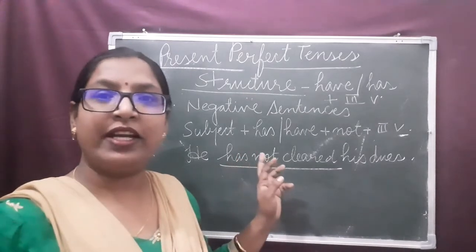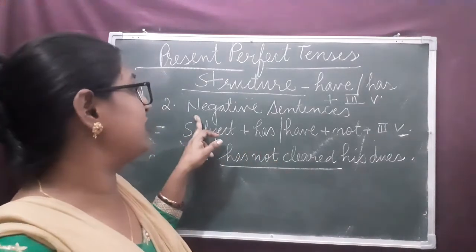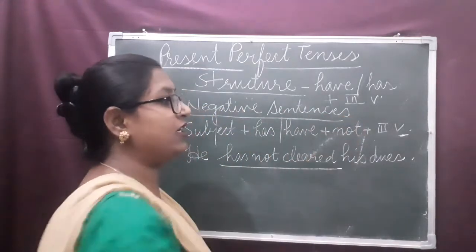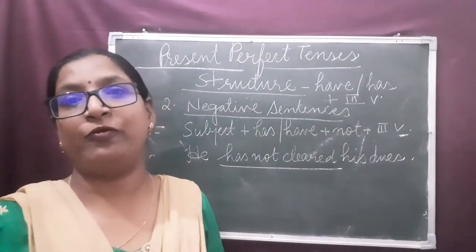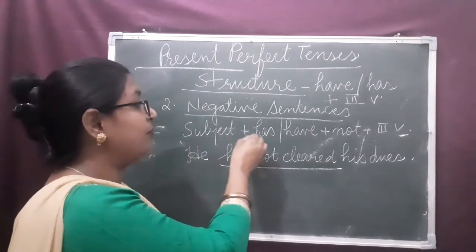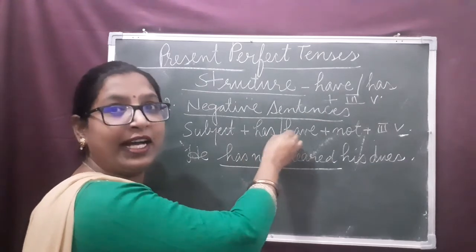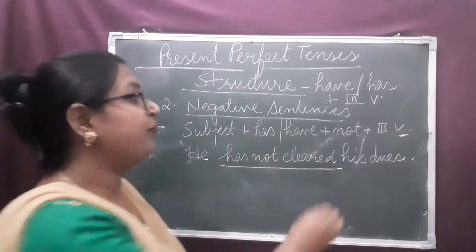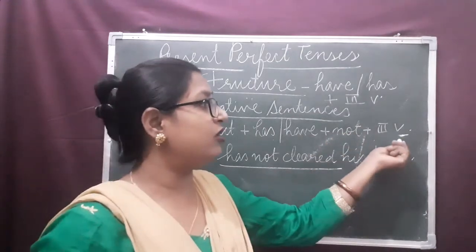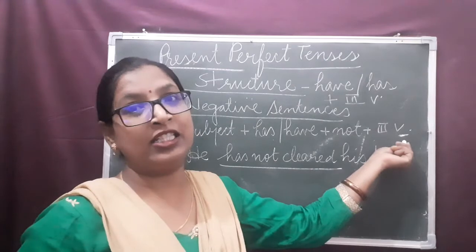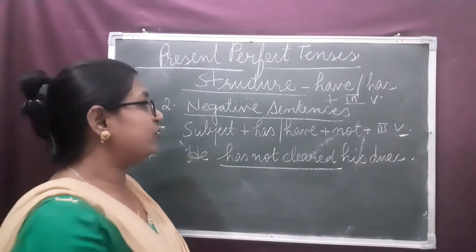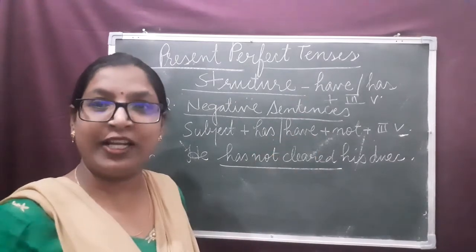Now, look at the next type of sentence, that is negative sentence. How to frame negative sentence in present perfect tense. Dear children, the structure is subject plus the auxiliary verb has or have according to the subject. Then comes the word of negation, that is not, and then the main verb in its third form, and then the object or the complement. Clear? So use of has and have already I explained you.